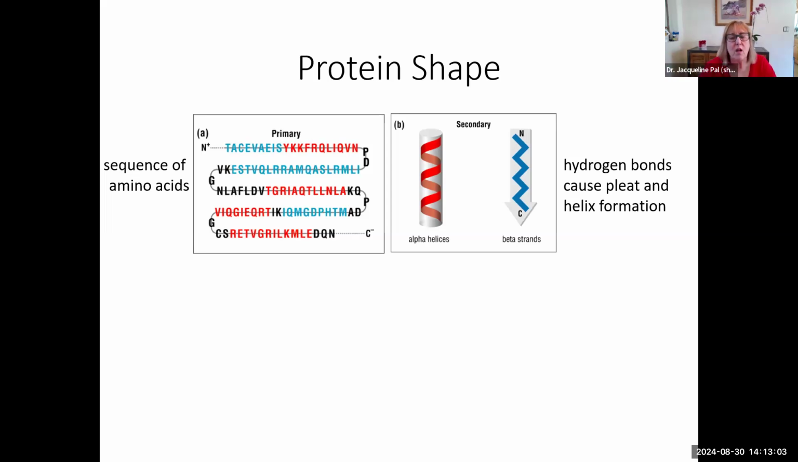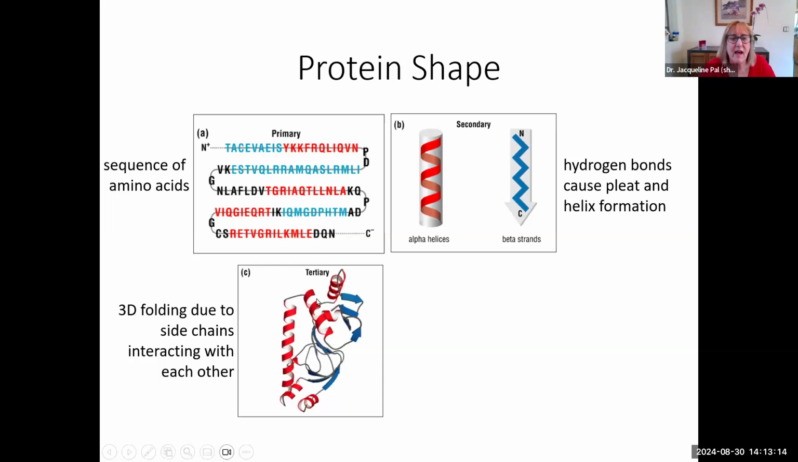But it's still one long strand, and we still have areas that are charged that are going to be attracted to each other. So what is going to happen now is we're going to have 3-dimensional folding due to those side chains interacting with each other. Those positives and negatives are going to attract each other and form ionic bonds. That gives us our tertiary structure.